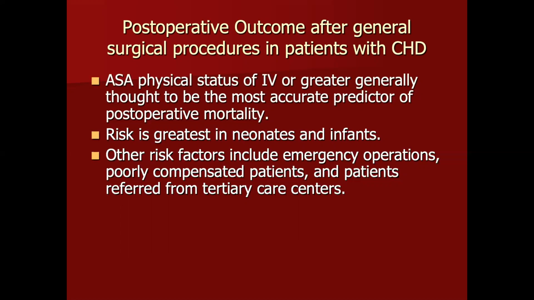The operative mortality is greater than in procedures for otherwise healthy children. And if you consider procedures like pediatric tracheostomy, it may be even greater than the mortality associated with some corrective cardiac procedures themselves. The ASA physical status of 4 or greater is generally thought to be the most accurate predictor of mortality. The risk is greatest in neonates and infants, and other risk factors include emergency operations, poorly compensated patients, and patients referred from tertiary care centers.